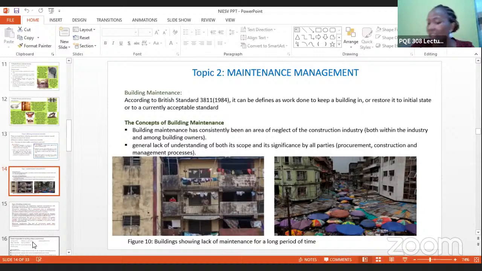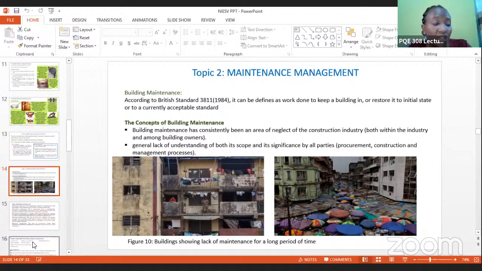In fact, we hear about building collapse all over the country. Most buildings, I'm not talking about the ones that they are just constructing and probably didn't use good material, and poor workmanship and all that. They are not using skilled experts. Some buildings that have been existing will not just collapse in one day. They would have been showing signs, probably cracks here and there, and there's nobody to come up and do the maintenance work. And that is why you can see in figure 10, buildings showing lack of maintenance for a very long time.